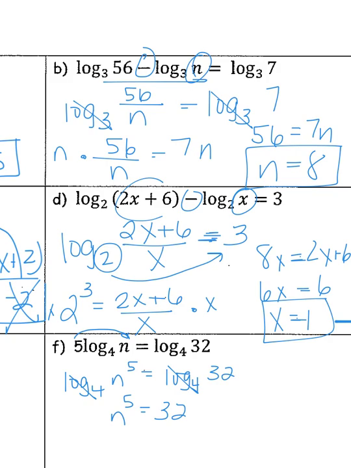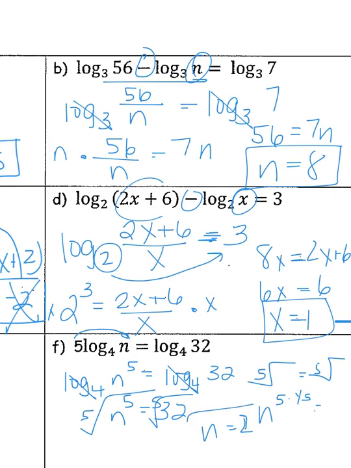Several things you can do. You can take the 5th root of each side. You can take n to the 5th to the 1/5 property and do the same thing on the other side. Either way you do it, you should get the 5th root of 32. N is 2. Sorry, sloppy 2, sorry about that. N is 2.